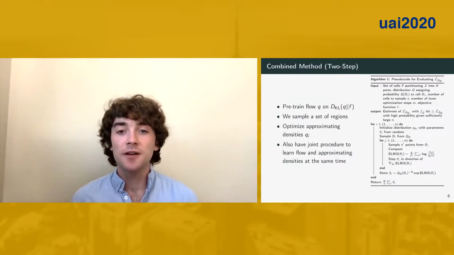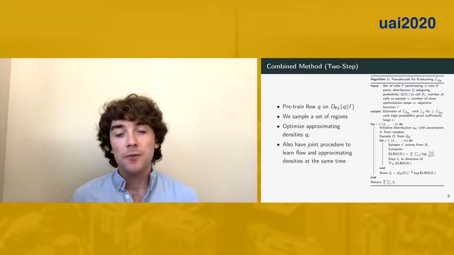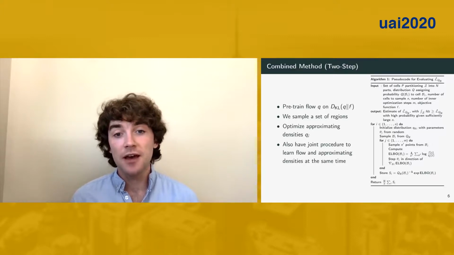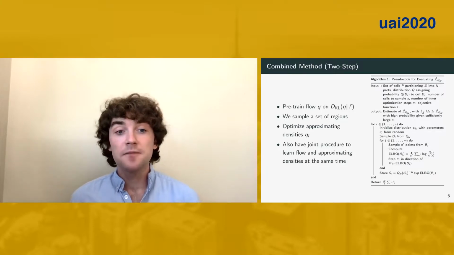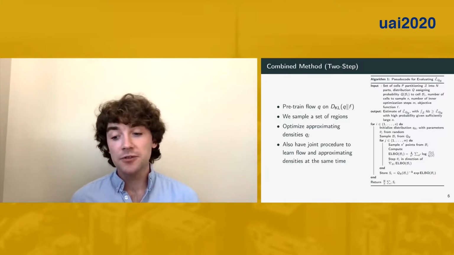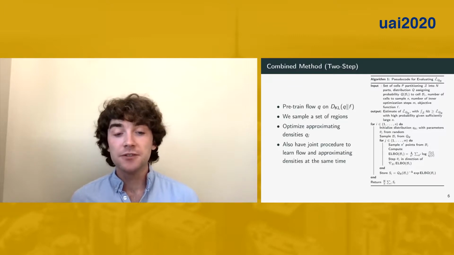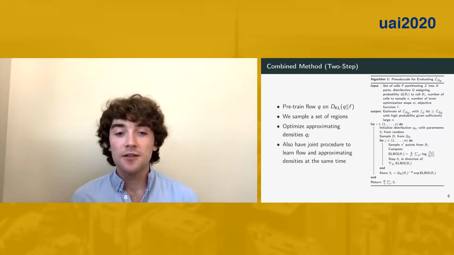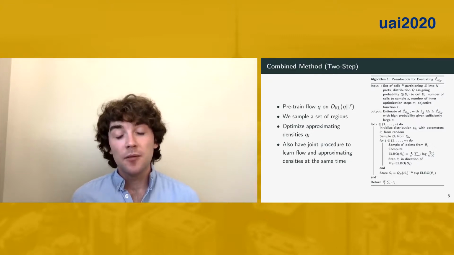So how does the method work in a combined sense? Well, we can think of it as a two-step method. First, we train a flow to match the density of f. Then we sample a set of regions in the flow's base space, then optimize our variational functions in each of the sampled regions. Once we've done that, we can combine the ELBOs to get our tighter ELBO overall. We also have a joint procedure where we can learn the flow and approximating densities' parameters at the same time, but in the interest of time, we won't get into that today. You can read it in the paper.